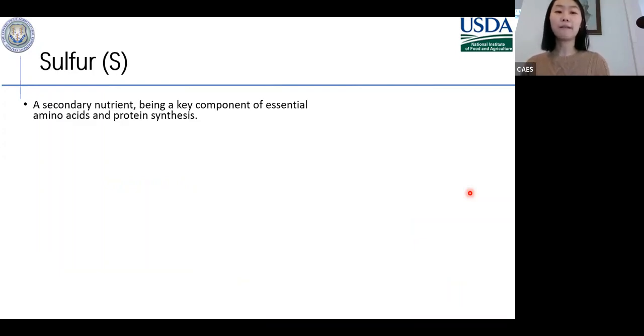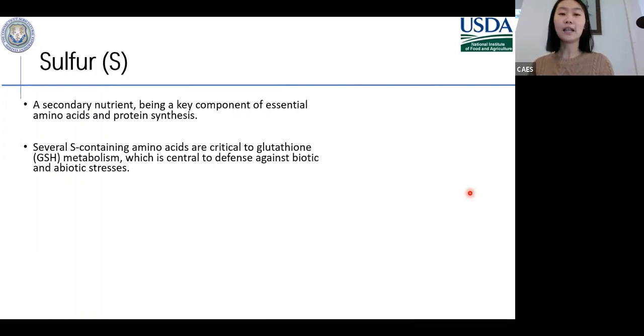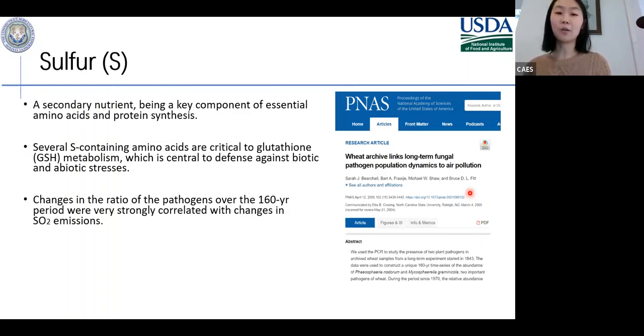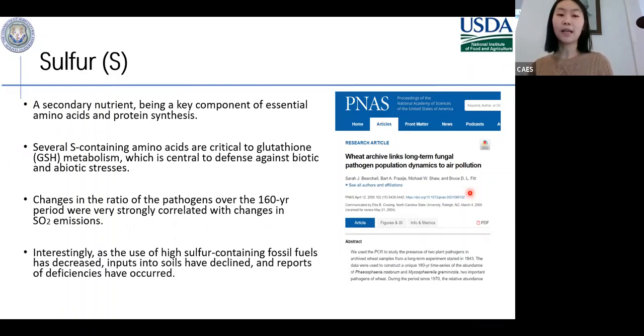This is a secondary nutrient. It's a key element for the formation of essential amino acids in plants. It is also involved in several very significant metabolite biosynthesis pathways, like within the defense system against biotic and other stresses. Besides that, this literature shows that the change of the ratio of the pathogen is highly related to the concentration of SO2 in the air, which means that sulfur may play an important role in the disease suppression of plants.